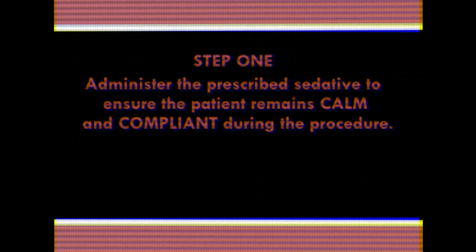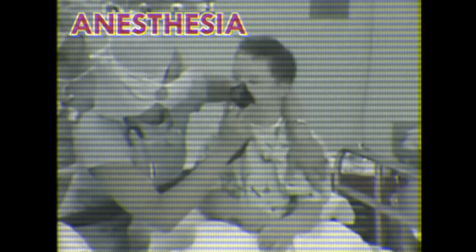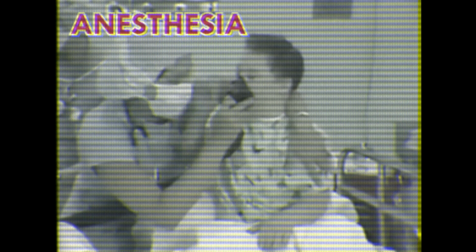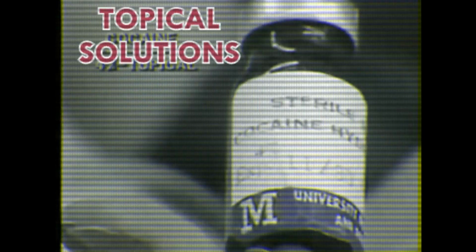Step 1. Administer the prescribed sedative to ensure the patient remains calm and compliant during the procedure. To begin the sedation process, a specialized anesthesia team stands ready to administer a carefully calibrated dose of intravenous anesthesia. This anesthesia swiftly ushers the patient into a serene and pain-free state, where sensations of discomfort are non-existent.